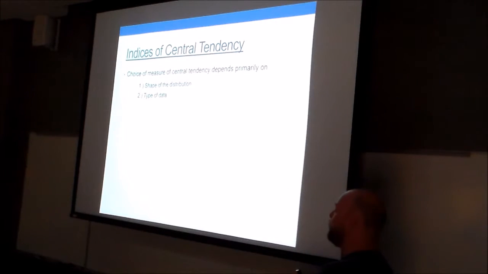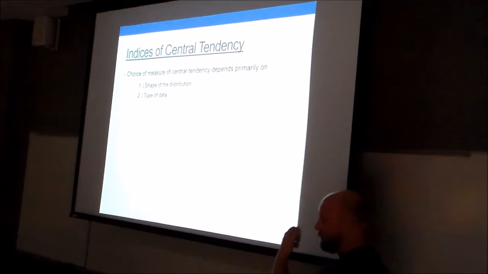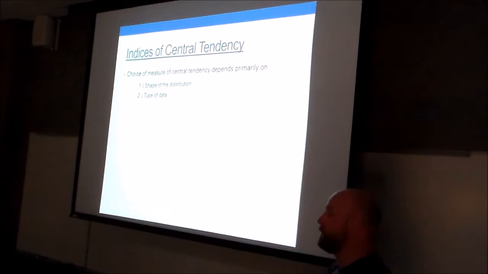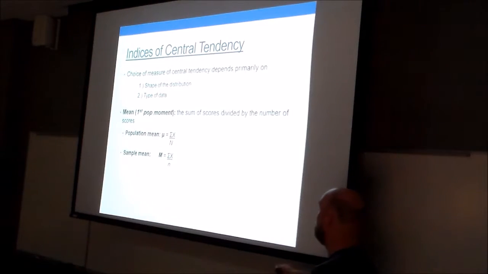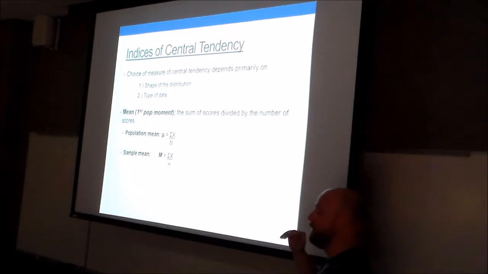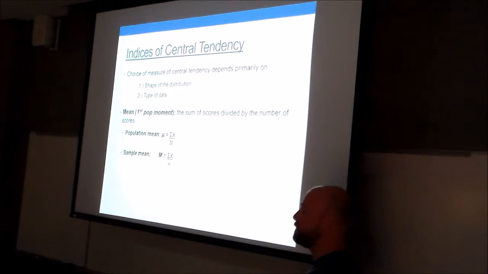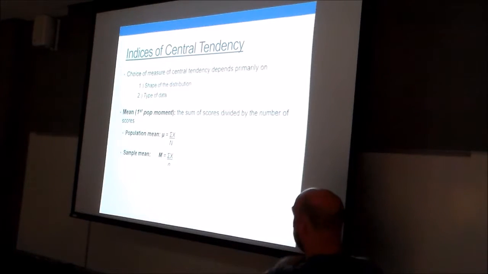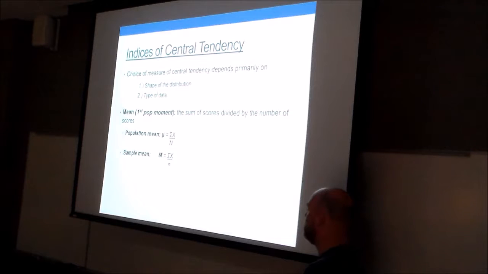Again, when we're selecting a measure of central tendency, some things we want to take into consideration are the shape of the distribution and the type of data. These are the two things that are probably going to help us figure out what specific measure we're going to use. Probably the most common, and the one we'll work with the most, is going to be the mean. Mean is identified in statistical literature as your first population moment. A moment is just a characteristic of a distribution. Mean, first population moment. Mean is the sum of scores divided by the number of scores.